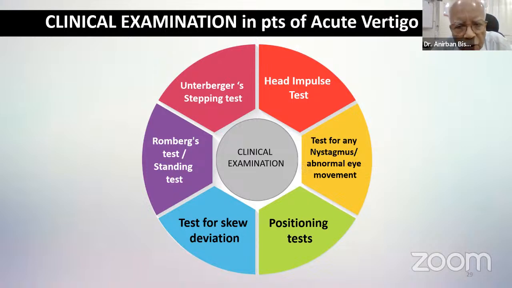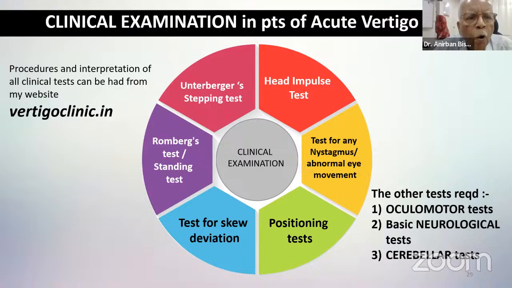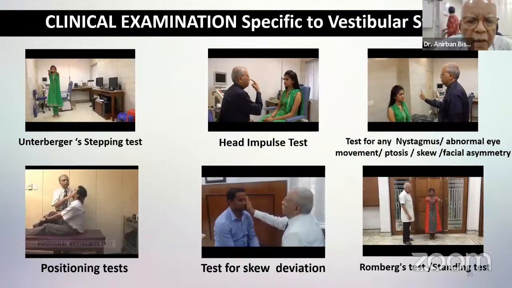There is no time to go into the discussion of these tests or show you videos. But then time is a constraint. And the other tests that are required are the oculomotor test, the basic neurological test, and the cerebellar test. All these procedures and tests are present on my website, vertigoclinic.in. If you go there, the videos of most of these tests are there. So these are the different tests, the Unterberger stepping test, head impulse test; videos of these tests are there.